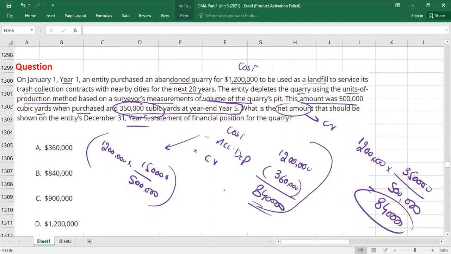But follow this, this is easy for you, right? Calculate cost minus accumulated depreciation. The accumulated depreciation is what? This is the depreciable base, this is the actual output, this is the total estimated output. This will give you the cumulative depreciation. This is your carrying value. Okay? Understood?